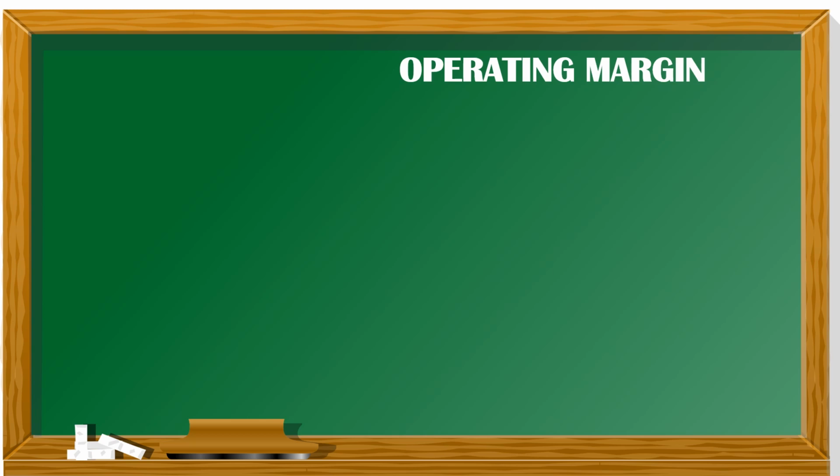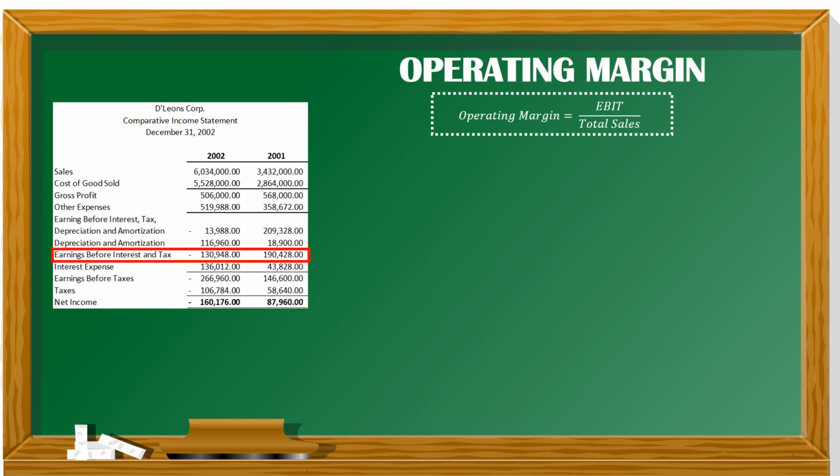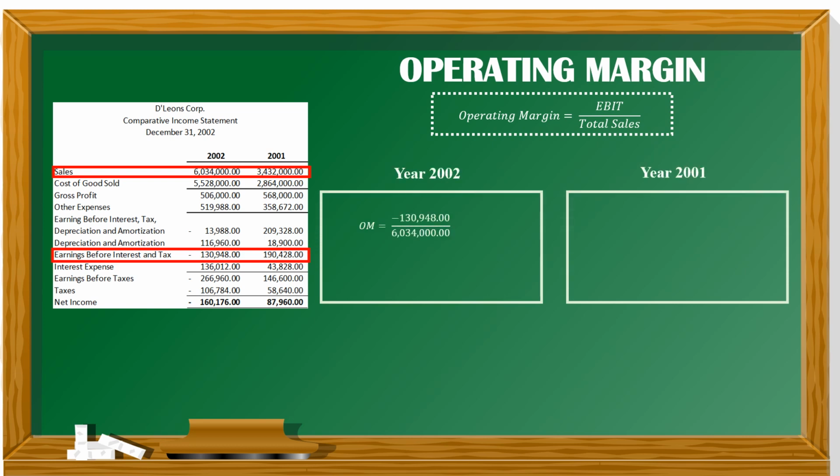So now let's have the first profitability ratio, which is the operating margin. The formula for the operating margin is EBIT, or the earnings before interest and tax, divided by its total sales. For year 2002, De Leon Corp has a negative EBIT of negative 130,948 divided by its total sales of 6,034,000. While in 2001, it has an EBIT of 190,428 divided by its total sales of 3,432,000.